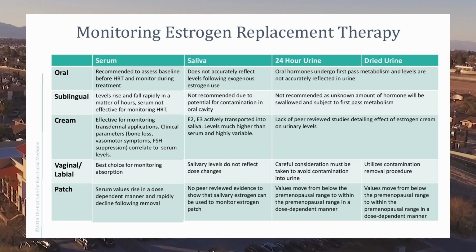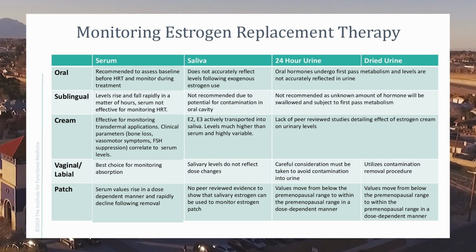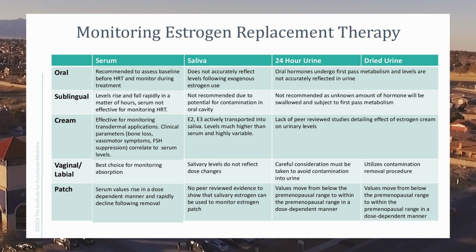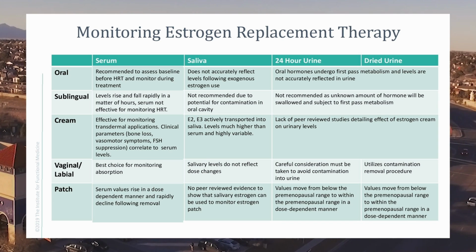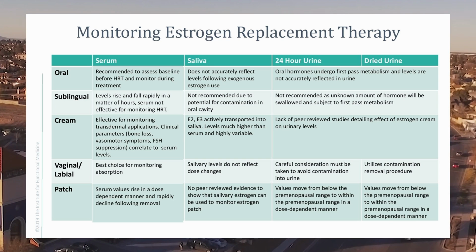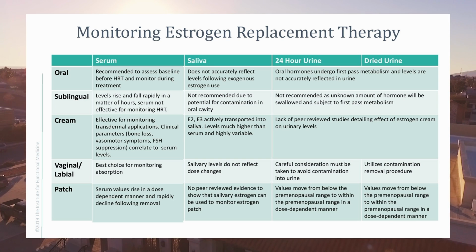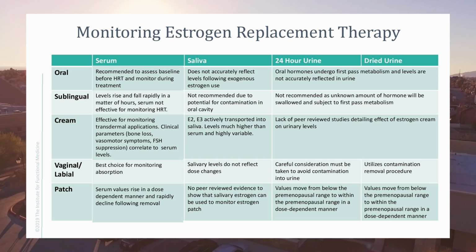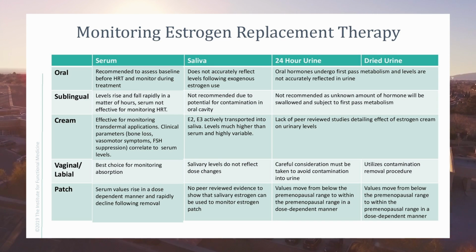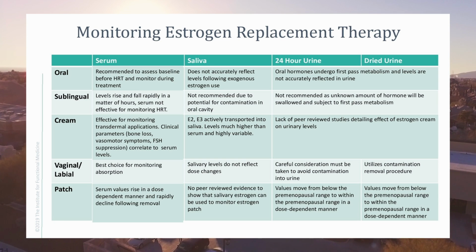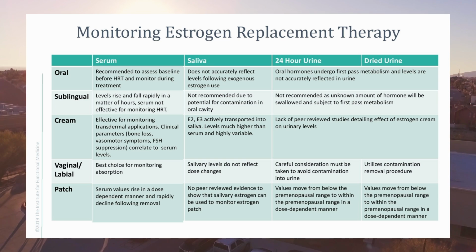If you're using sublingual estrogen, the levels are going to rise and fall really rapidly in a matter of hours. And so the serum's not really all that effective in terms of measuring. The saliva isn't really going to make any sense if you're doing sublingual because, well, you just had your estrogen there. So what does it really mean?